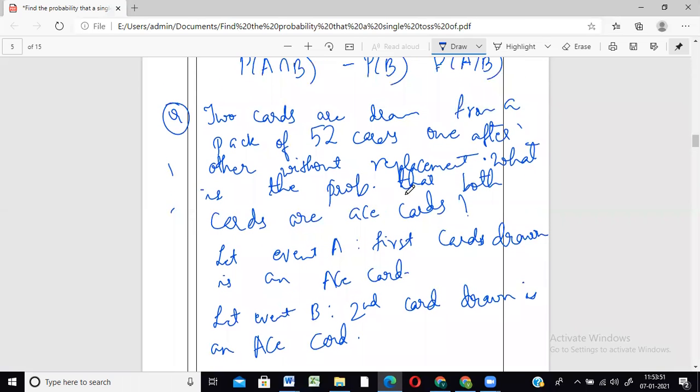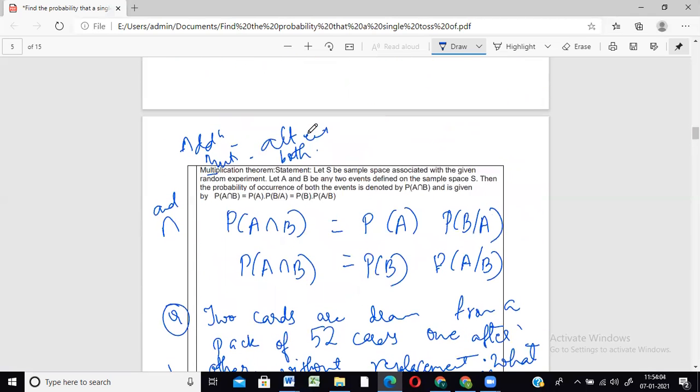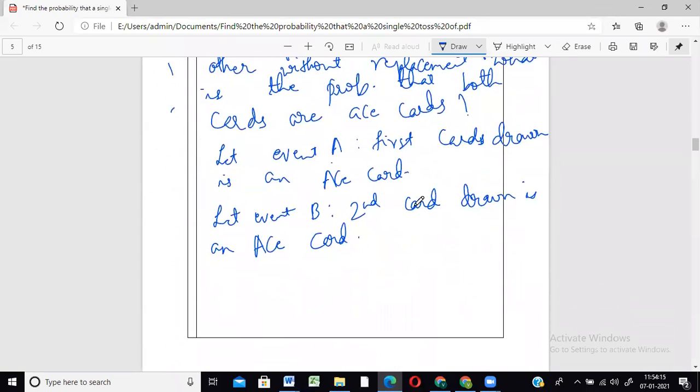Now, what do you want to find? The probability that both cards are ace cards. That means the first is an ace and the second is also an ace. Both means A and B both. As I said, both comes under the multiplication theorem. Both the events are occurring at the same time, so that is the multiplication theorem, denoted using probability of A intersection B. So here we are going to find the probability that both are ace cards, denoted as probability of A intersection B.